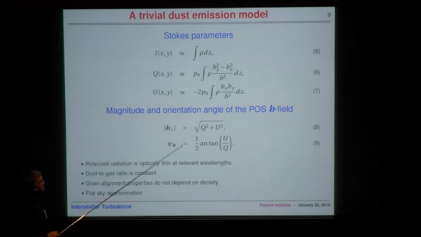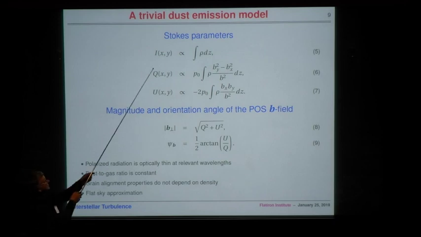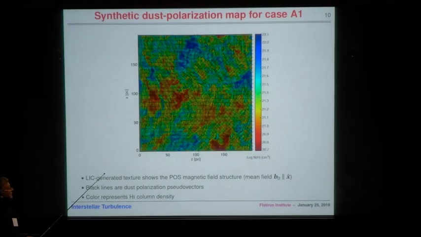So we just assume optically thin dust radiation, constant dust to gas ratio, grain alignment does not depend on density, and we use flat sky approximation, as simple as that. Okay, so then we can compute I, Q, and U, and we can generate synthetic polarization maps.